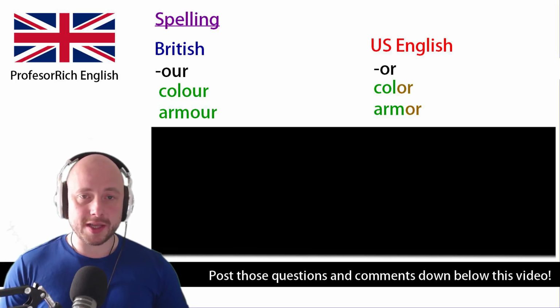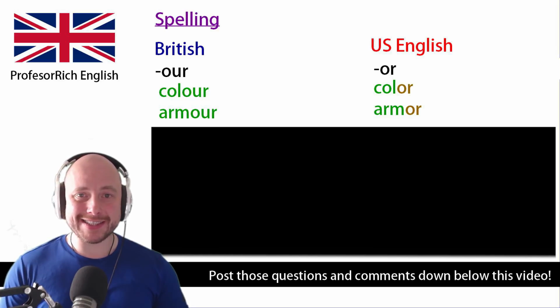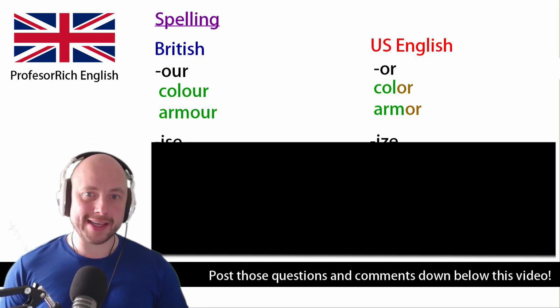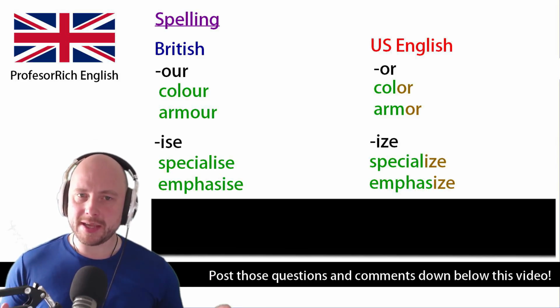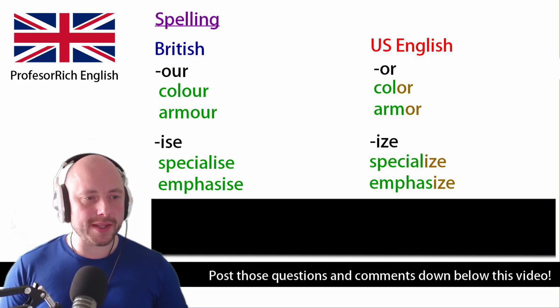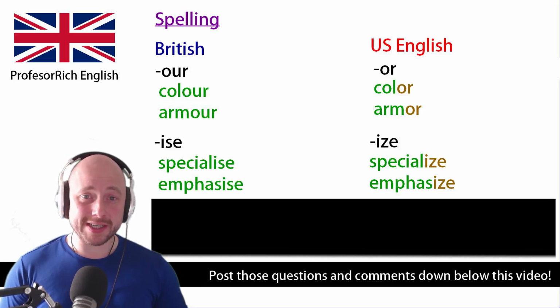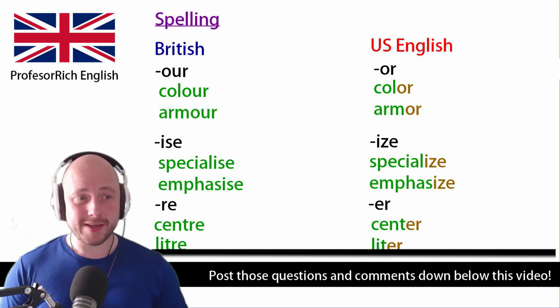Then we have words like specialise, emphasise. In British English, we use I-S-E, and in American English, they use I-Z-E, because the Americans call the letter Z, Z. And then also at the end, in British English we sometimes use R-E for words like centre, but the Americans use ER for those words.